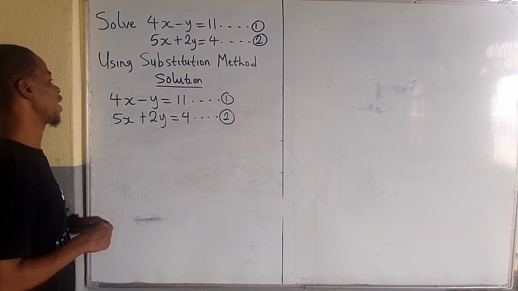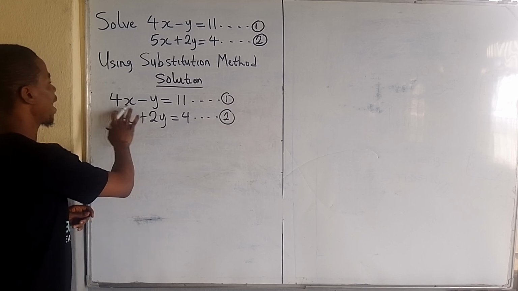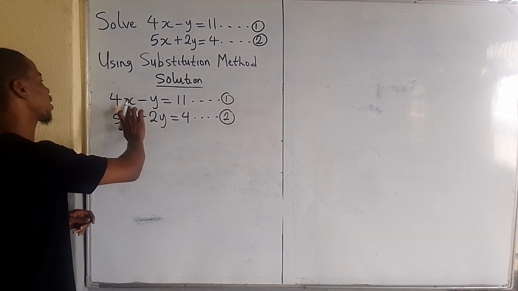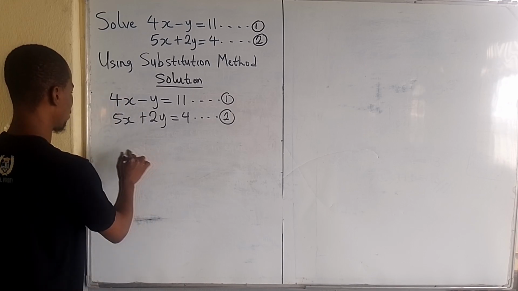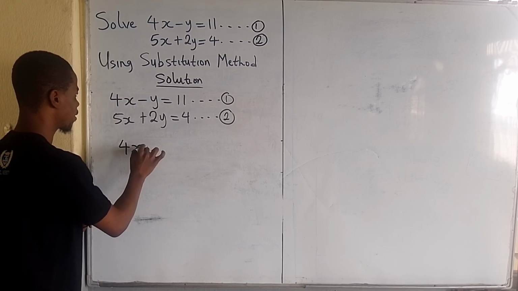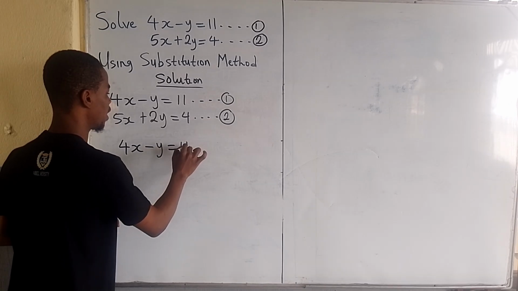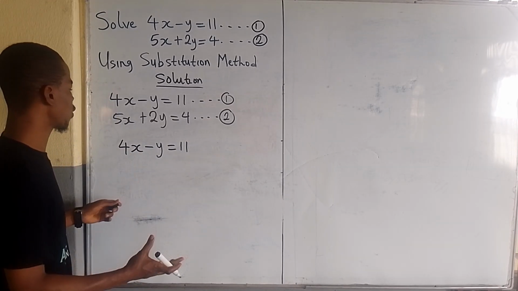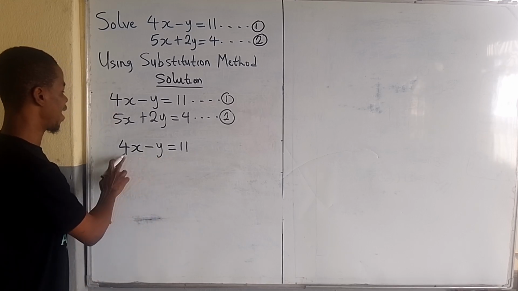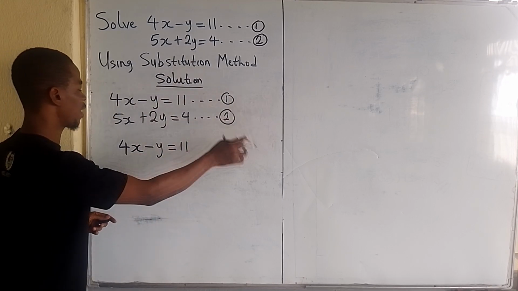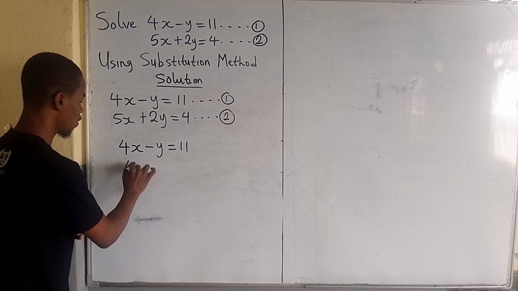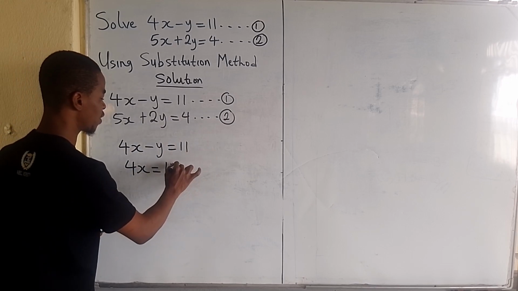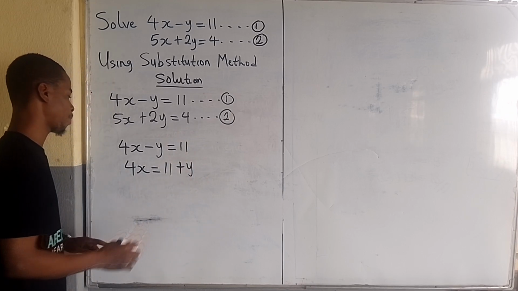The first thing we have to do here is to make our x or our y the subject of formula in equation 1. So I want to make x the subject of the formula. So I'm going to bring up my equation 1, that's 4x minus y equal to 11. And now I'm going to make x the subject of the formula. What is holding x here? We have the y and 4. So we're going to send y over to the other side. So we have on this side left 4x equal to 11, y crosses over and becomes plus y.